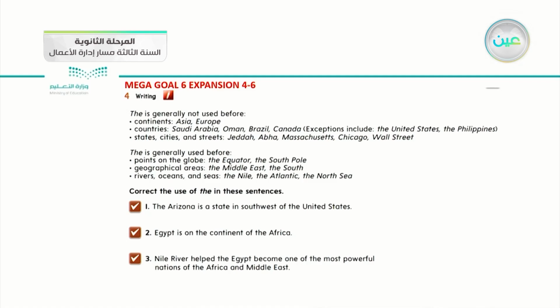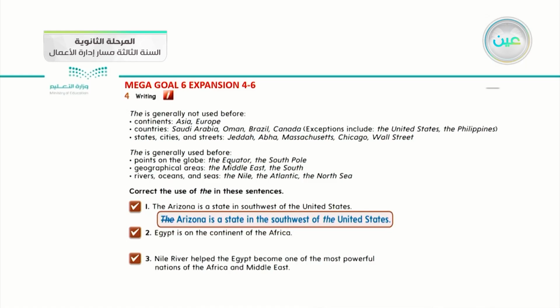Okay, after we know the situation where we can use the article "the" and the situation where we can omit it, let's go to our questions again. Arizona is a state in the southwest of the United States. What's the correct one? Arizona is a state, because states generally do not use the article "the". So it's "a state".